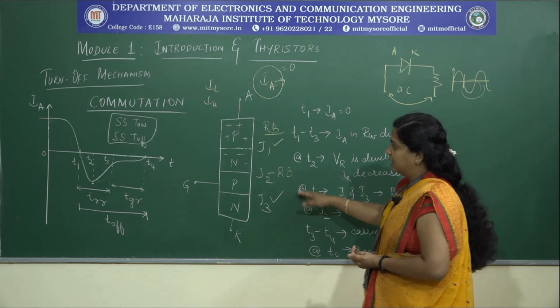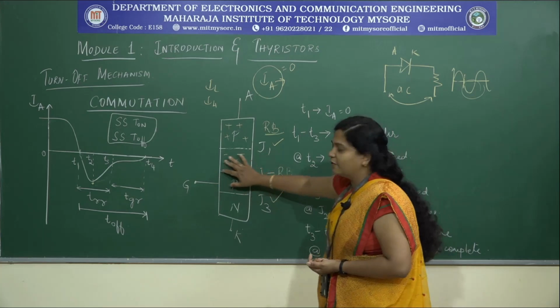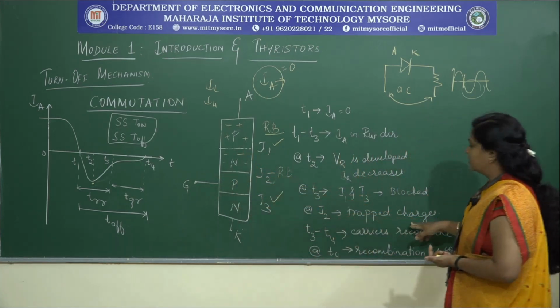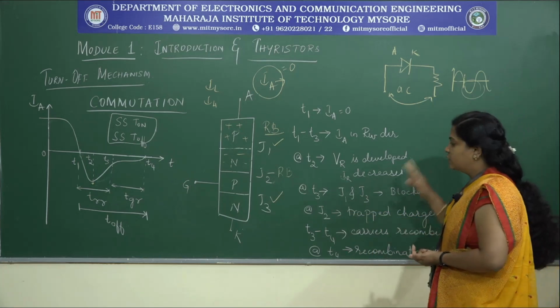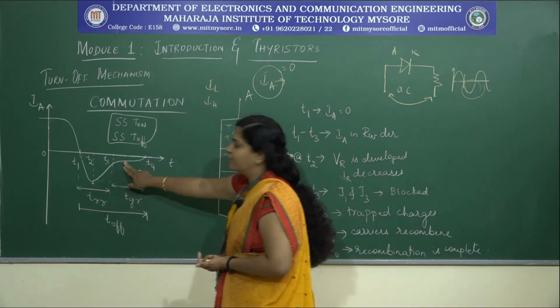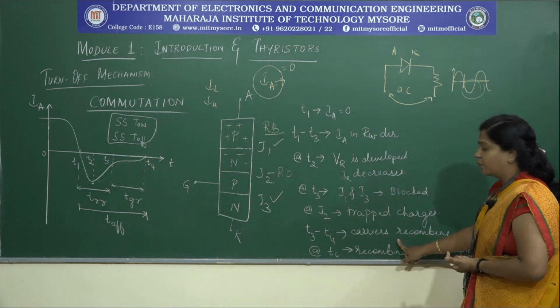During the time T3 at the junction J2, it is still not in the off state, but there are a few charges that are still in motion. Those charges are known as the trapped charges, which will still be responsible for the current having some value. Okay. T3 to T4, what happens?